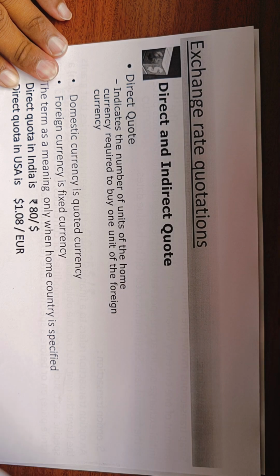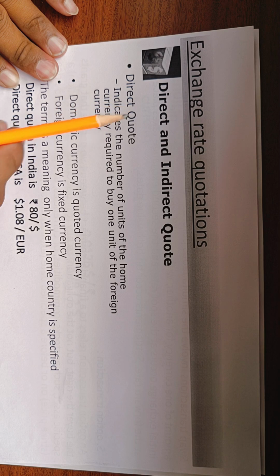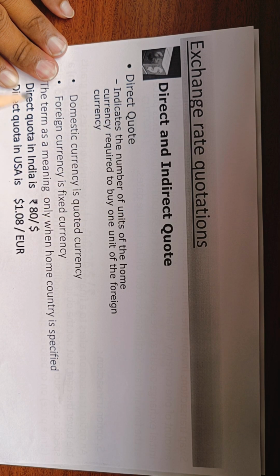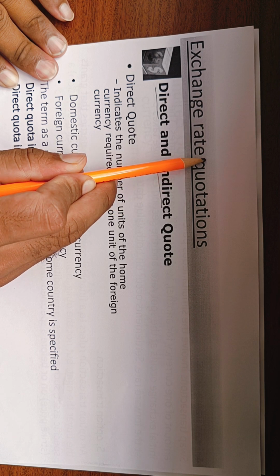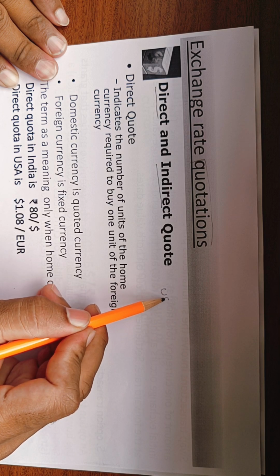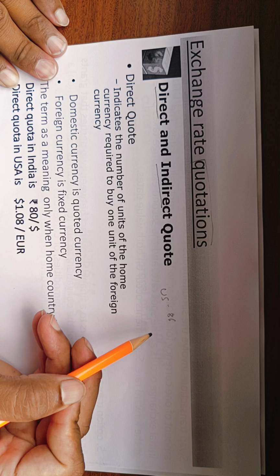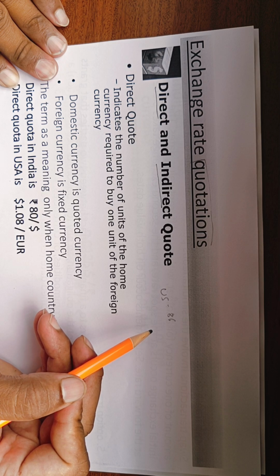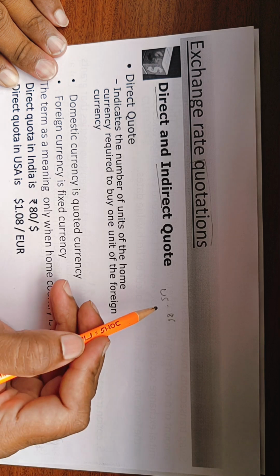The first one is the direct quote. Under exchange rate quotation, there are two things. One is direct quote, one more is indirect quote. What is quotation? Quotation is nothing but we are going to quote that $1 equals 86 rupees. This is quotation. We are going to quote something. Hope you can understand. Quotation is not about fixing the price, it is what the price is for the currency.